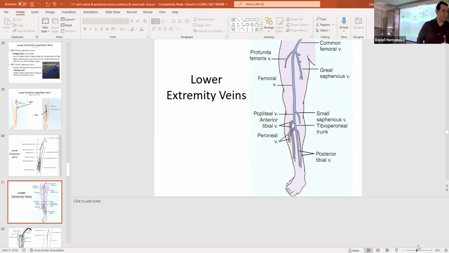So again, just become familiar with your vessels. I know it seems like a lot now, but once you get a hold on the anatomy, it just makes vascular so much easier. Once you understand your basic anatomy and the vessels that we're imaging.